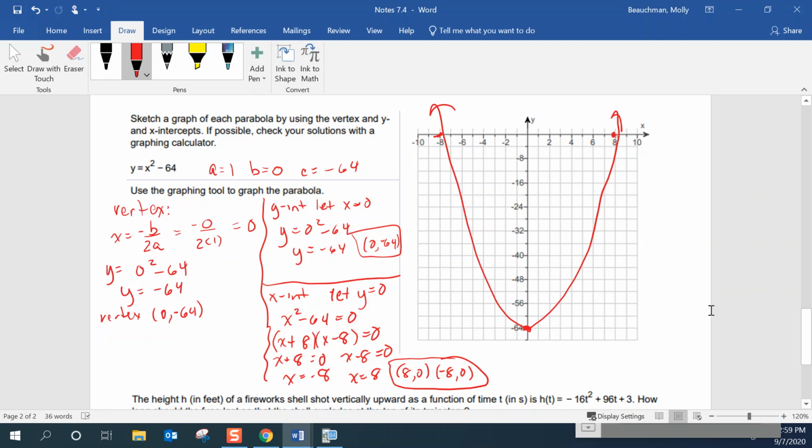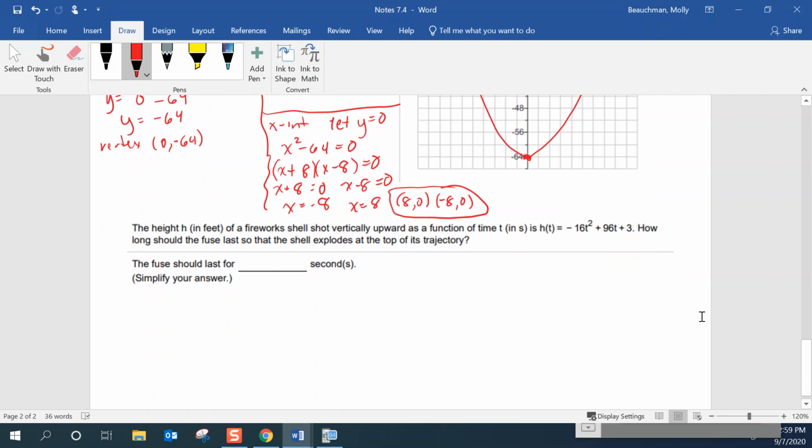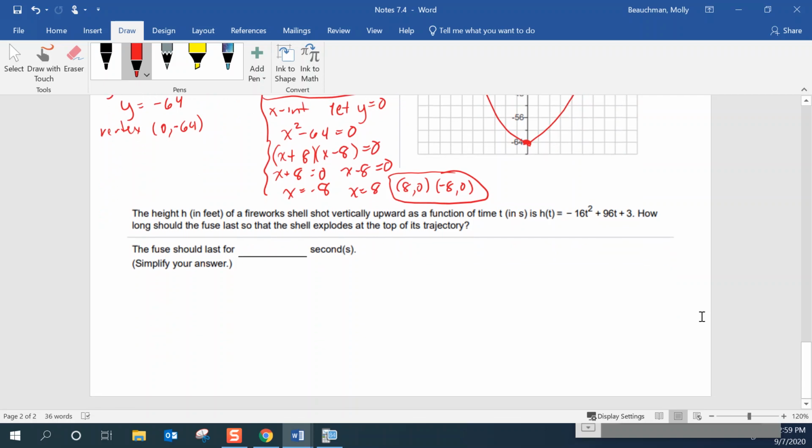All right, next example, where do we use the quadratics? Okay, so one of the real life examples is something of this form. The height in feet of a fireworks shell shot vertically upward as a function of time in seconds is h of t equals negative 16t squared plus 96t plus 3. How long should the fuse last so the shell explodes at the top of its trajectory? So think about the height of a fireworks shell shot vertically upward. So physically, it goes up and then it comes down, right?